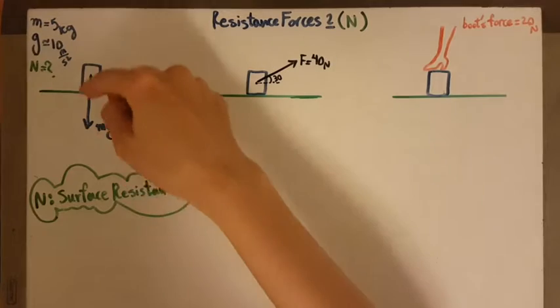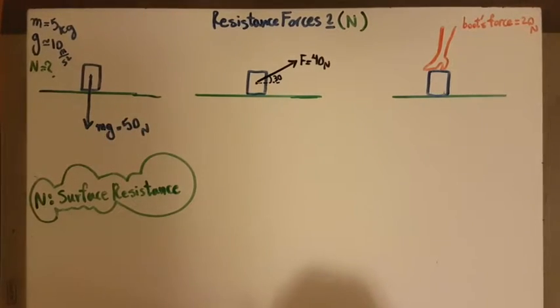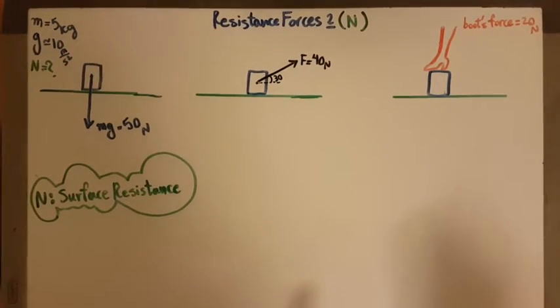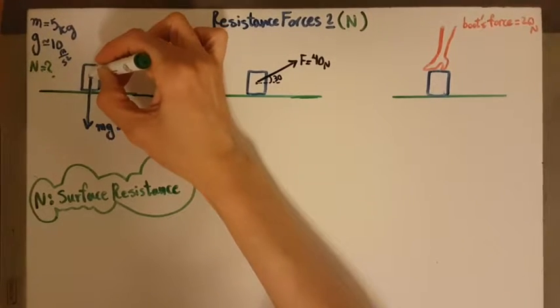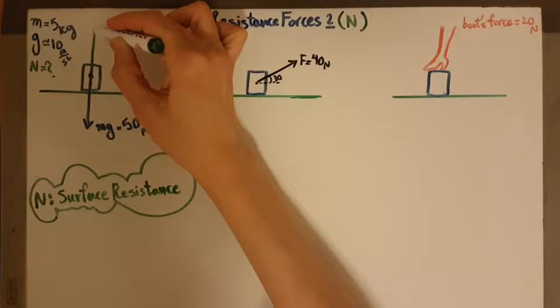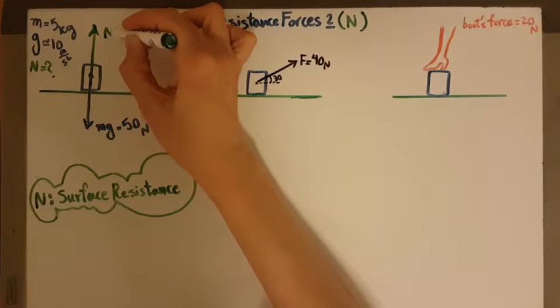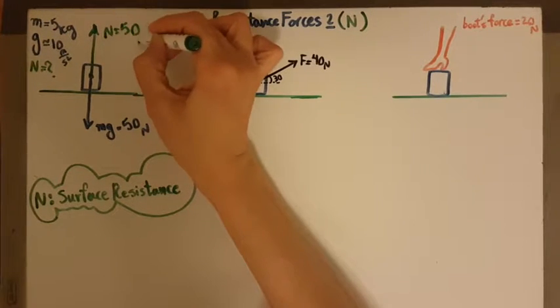So these 50 newtons want to drag the box down and break the surface. How much resistance does the surface need to show? Of course, exactly equal to this. So the N also would be 50 newtons.